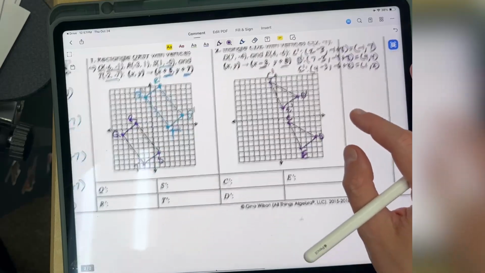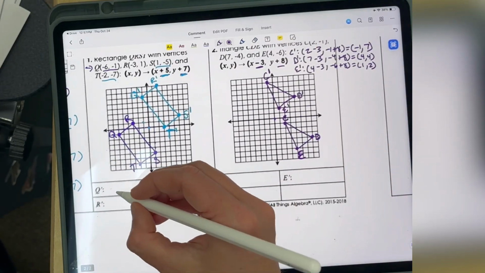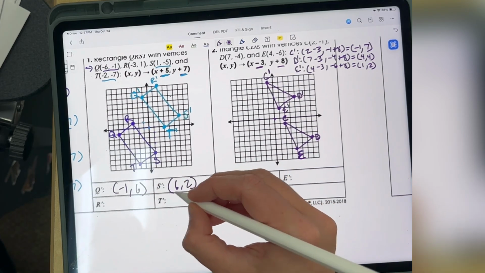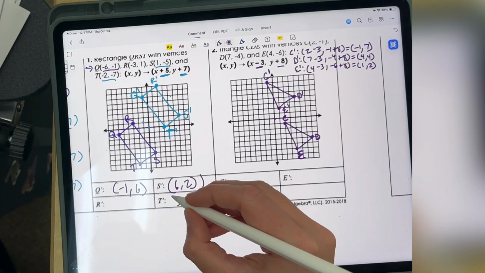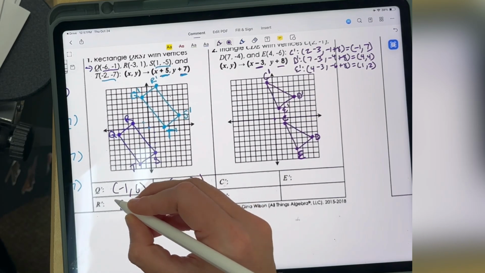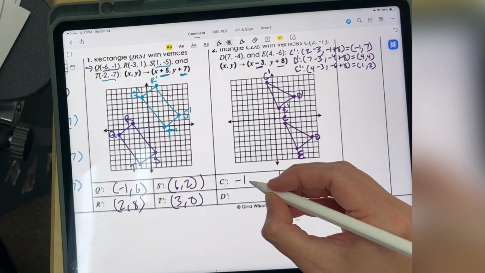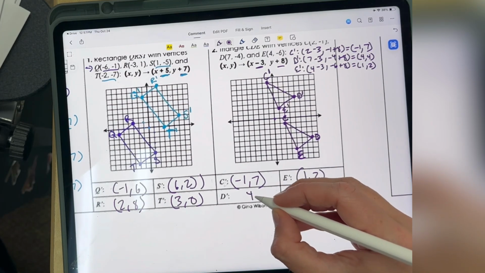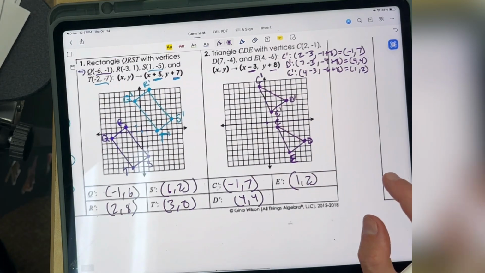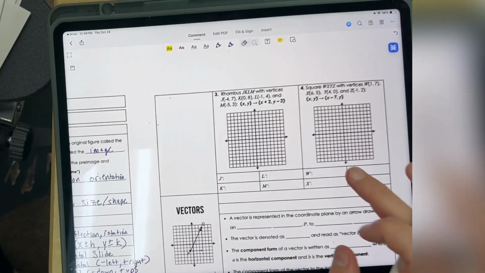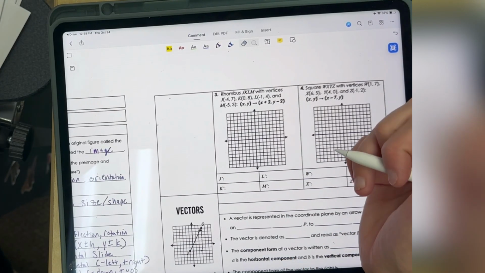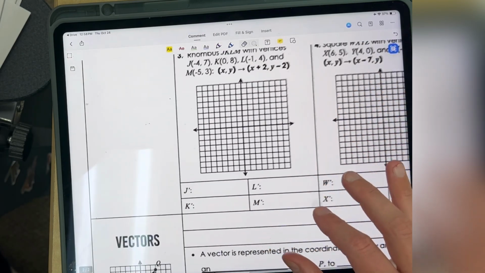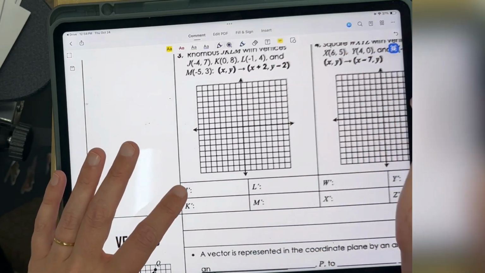Okay, so here's what you have so far. So these answers were -1, 6, 6, 2, 3, 0, 2, 8, -1, 7, 1, 2, and 4, 4. Okay, move over to the other side. For the essence of time, I'm going to only do the points for these. I'm not going to actually graph them all because I think you guys get the idea. Let's hope.